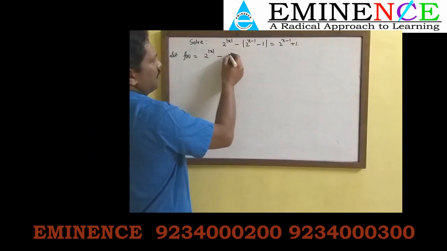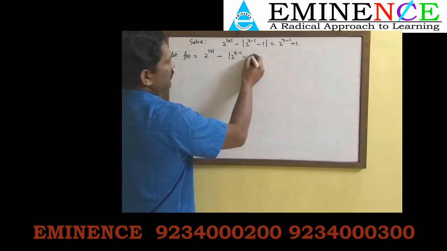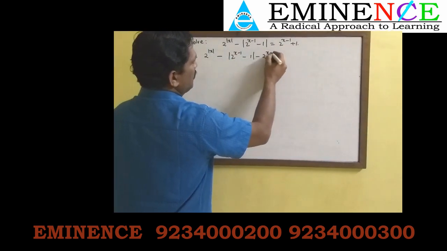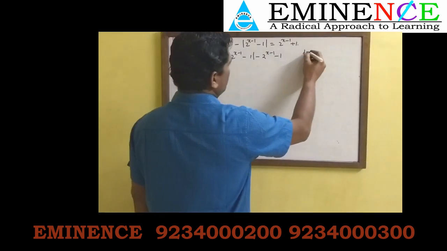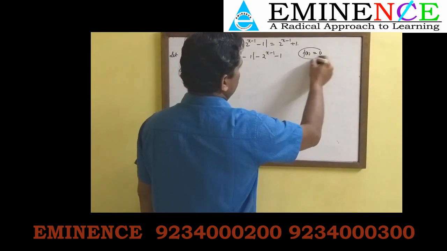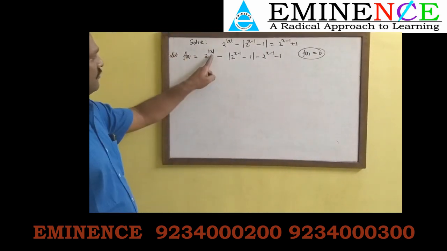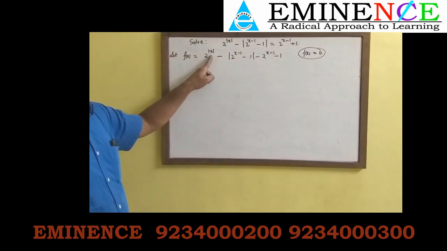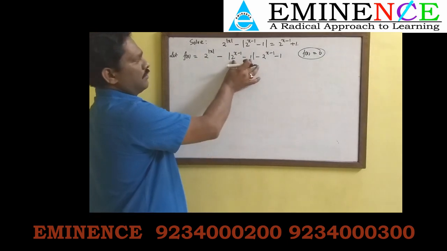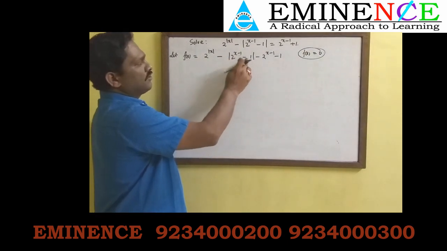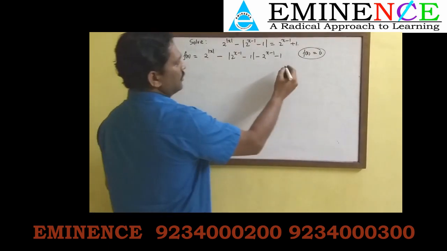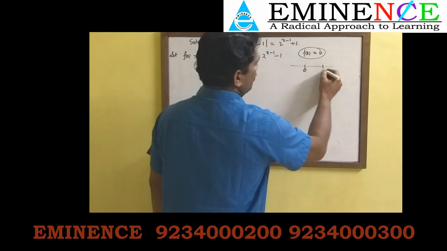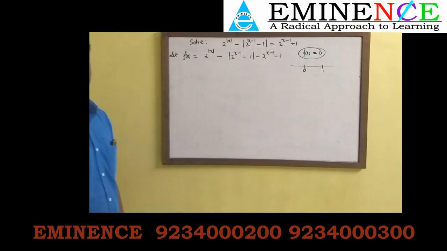To this, minus modulus of 2 to the power x minus 1 minus 2 to the power x minus 1 minus. So finally I have an equation of the form f(x) equal to 0. Now what is the point of change of definition of mod x? x equal to 0. When is this equal to 0? See, 2 to the power x minus 1 equal to 1. So x minus 1 is 0. So x equal to 1. So 0 and 1 are the points where definition will change.